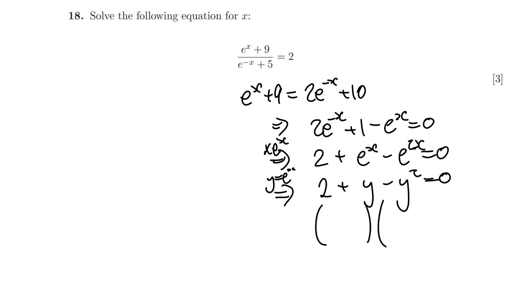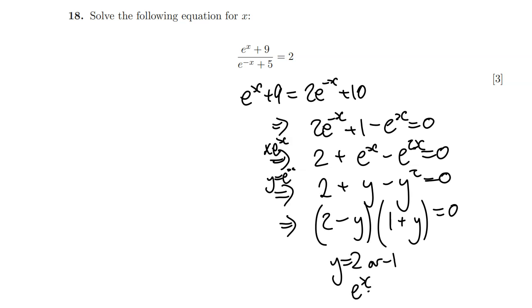And then you should see that this will sort of factorize, and we need two numbers that times together to make 2 and add together to make 1, so that will be 2 and 1. Apologies, got those the wrong way around. So hopefully that's clear. So then y equals 2 or minus 1, so therefore e to the x equals 2 or minus 1. So for e to the x equals 2, we get x equals log 2. And for e to the x equals minus 1, we don't have any real solutions.